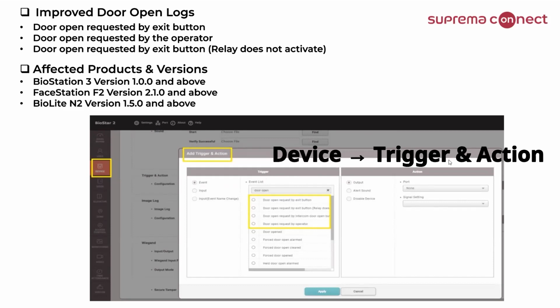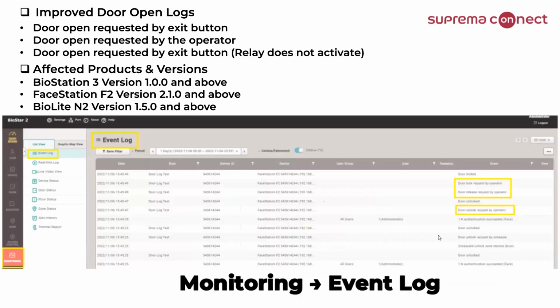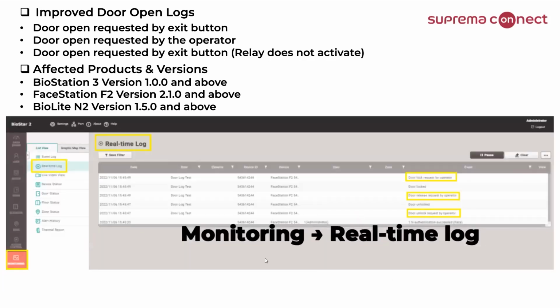And after you have applied these, you can also see the results of how it's being shown by going to the monitoring, where it's applied on the events log. You see how it says door lock requested by operator, door release requested by operator, door unlock requested by operator. So it's a little more detailed, as in you can see who has made the request and what has been done.